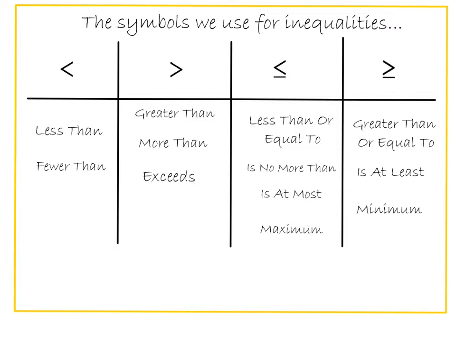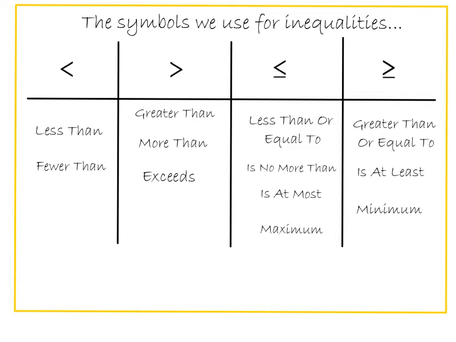Next, we have the less than or equal to. We might hear that as is no more than, or is at most, or the maximum. So the maximum number of people we can fit in this room is 40. That means we can't go above 40, but can we have exactly 40? Yes, that is the maximum. So that's why we use the less than or equal to. So you can have equal to 40 or less than 40.